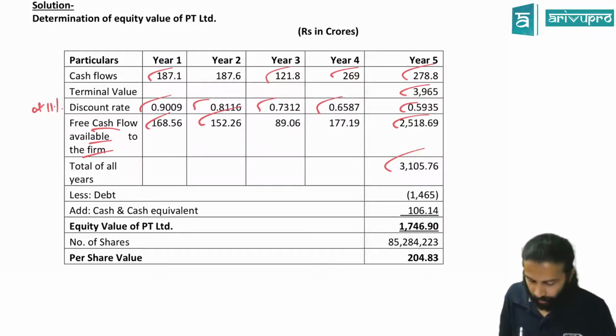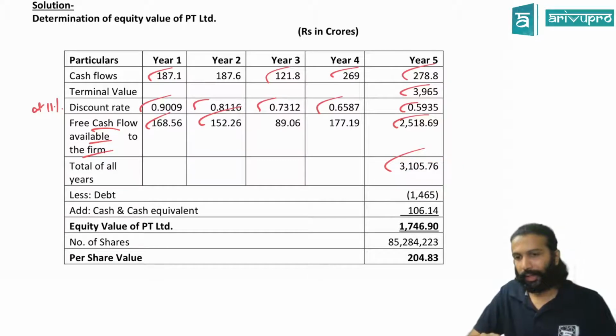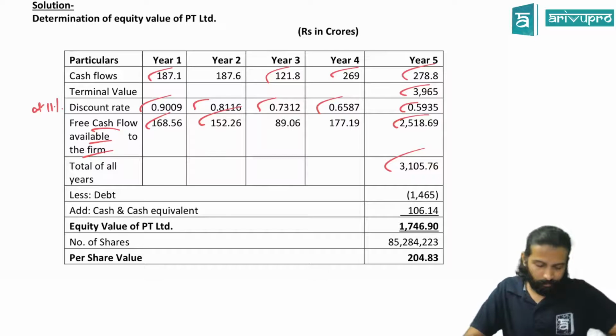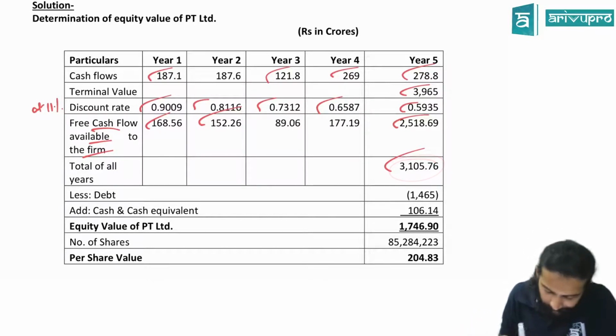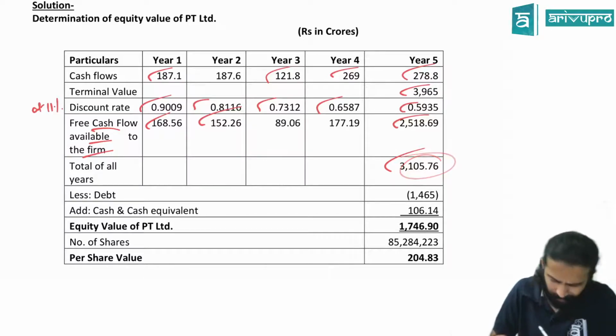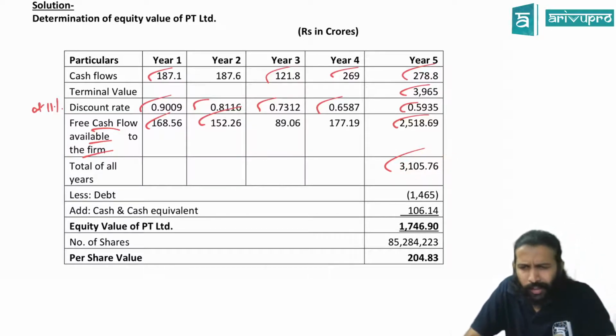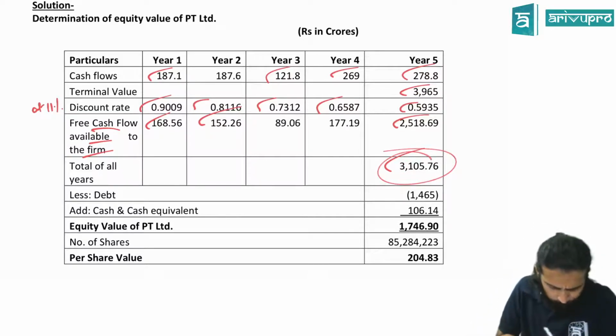No. Okay, now one moment. If you need a minute, I'll give you, or I'd like to make some statements here. Okay, sure. So discounted cash flow on the measurement date is 3105.76. A simple discounting: cash flow you took, discount factor you took, and you found out discounted cash flow.